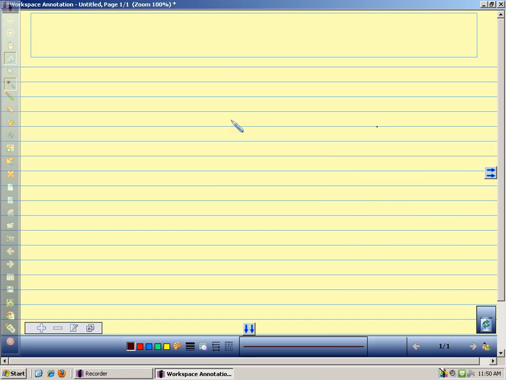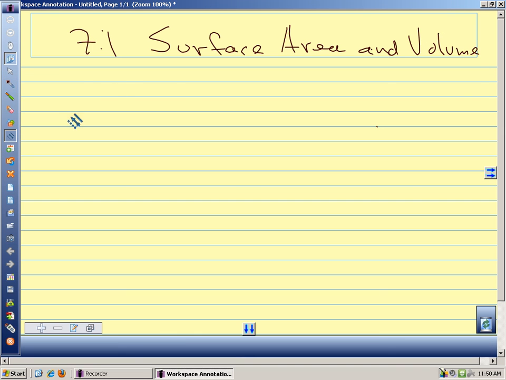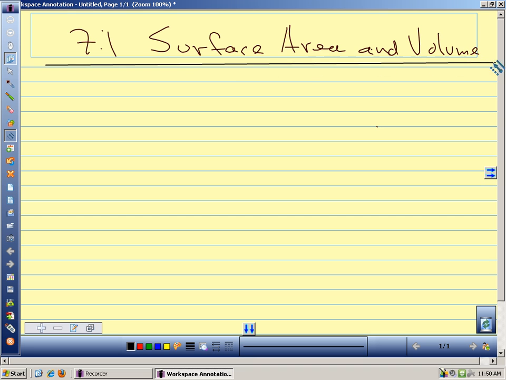So we're starting into chapter 7. We did a little bit with chapter 6, and now we're going to start into chapter 7. So we're in section 7.1, and we're going to talk about surface area and volume. We've talked a little bit about it already with our linking cubes, but we're going to go into a little more detail today.